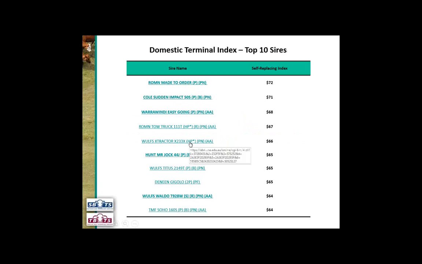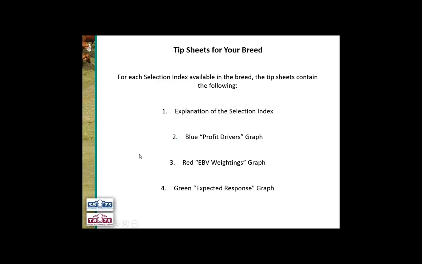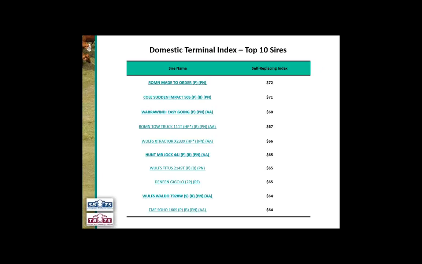So there again is a list of the top 10 sires for that particular domestic terminal index. Interestingly, there are a few sires that come up in both indexes, but there is a significant change. For example, I'm pretty sure that bull and that bull were not in the top 10 for the self-replacing index.